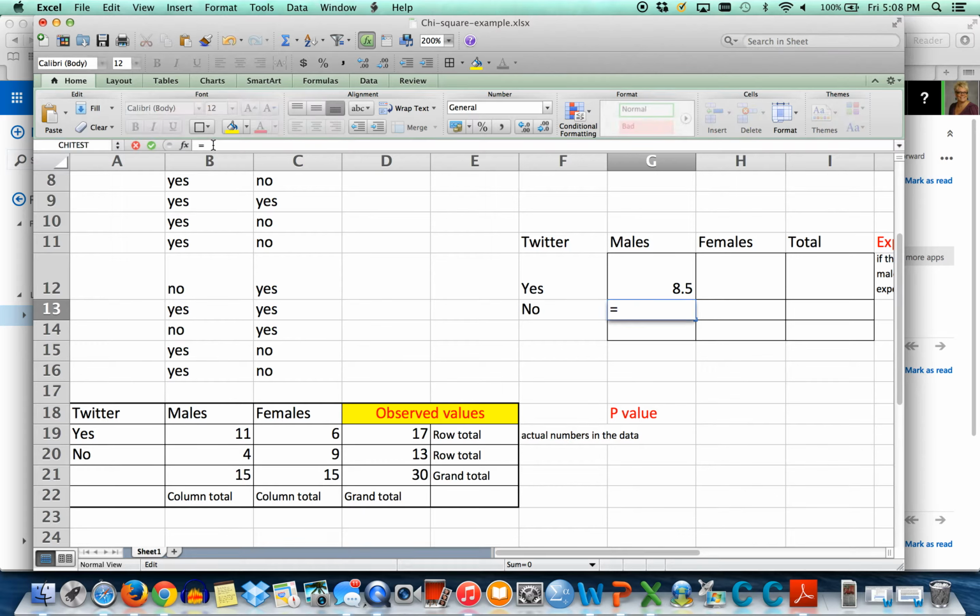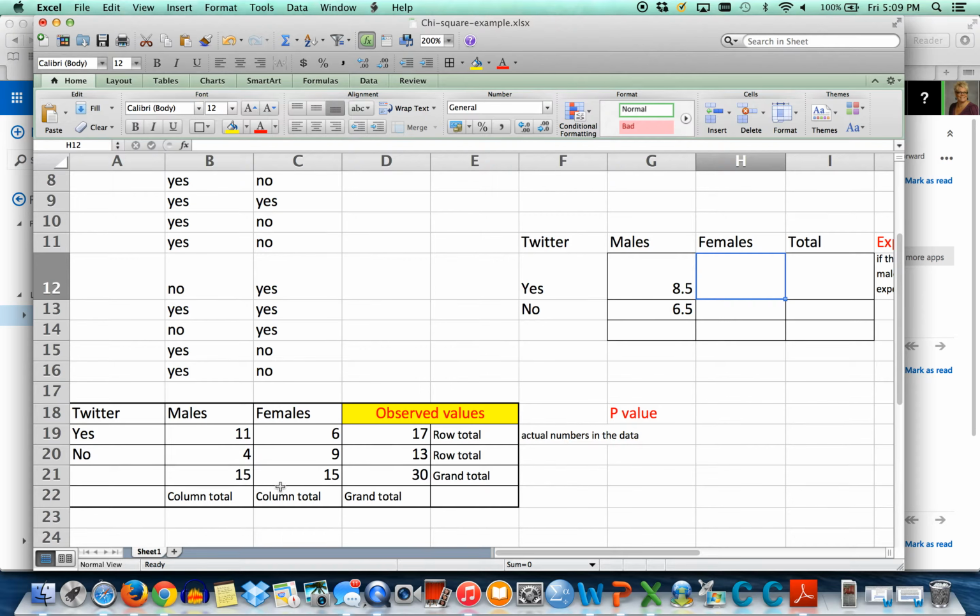So again, we're going to take this number here, B21. We're going to multiply it by this number here, which is D20. And then we're going to divide it by the grand total again, which is D21. Enter. For females, they just both happen to be 15.